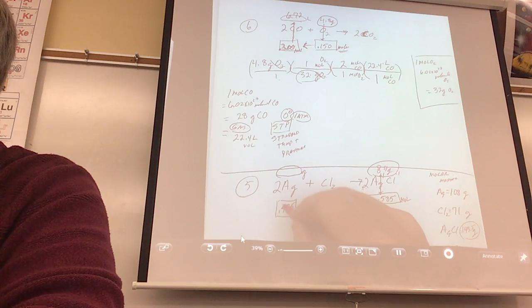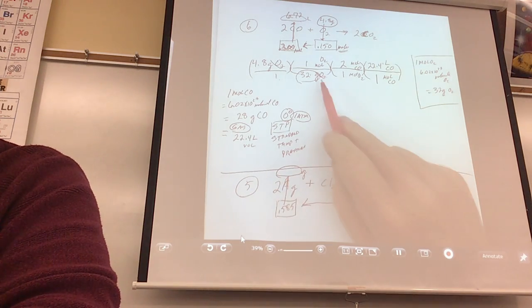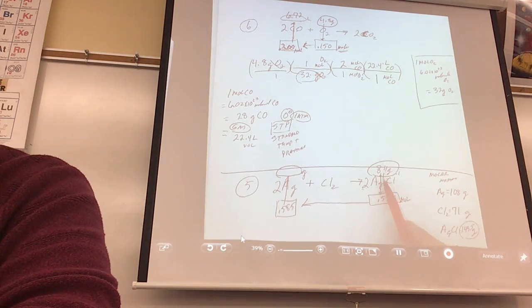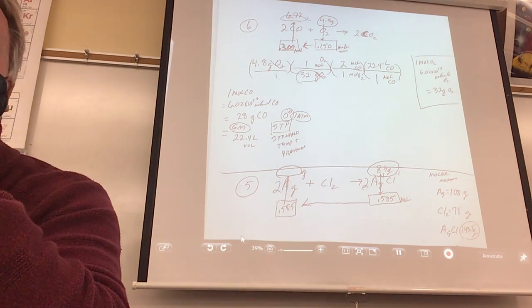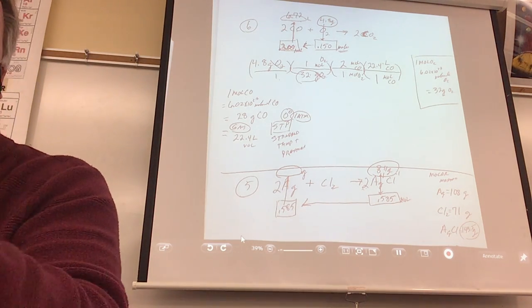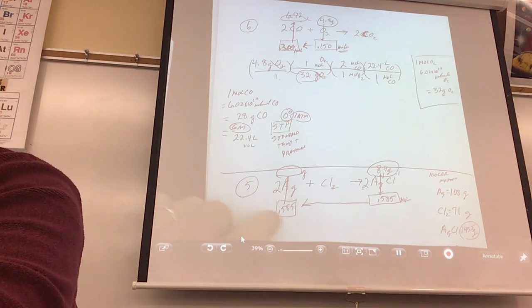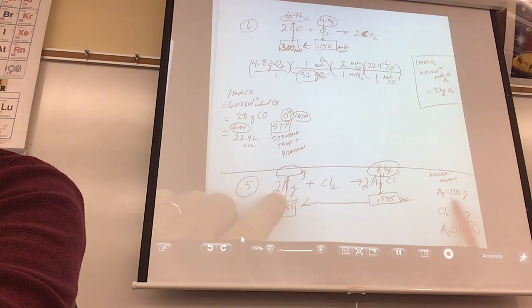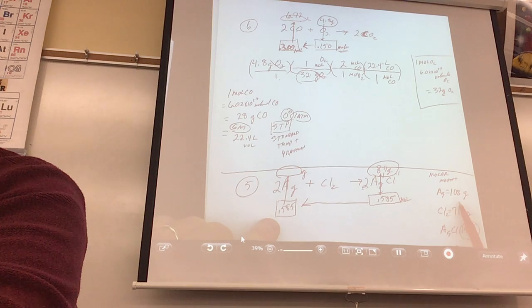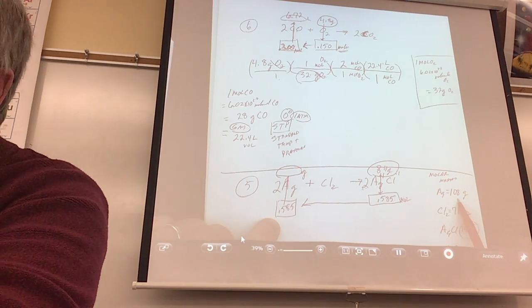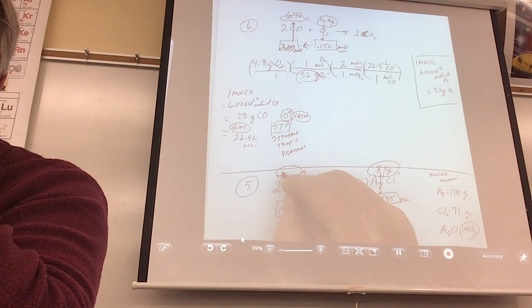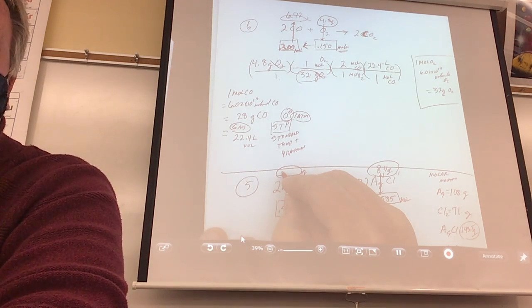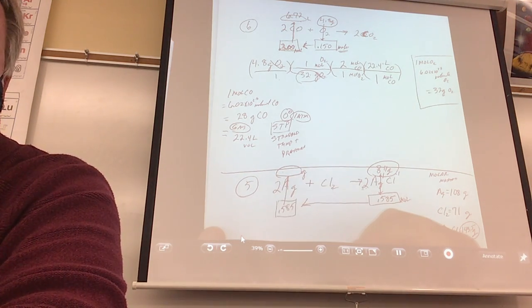And now, here we go. Let's go up. When you go down in the mole world, you divide by molar mass. When you want to come up out of mole, you multiply by molar mass. So what's the molar mass of Ag? Take that number and multiply by 108, and what do you get? Does everybody see what I just did?